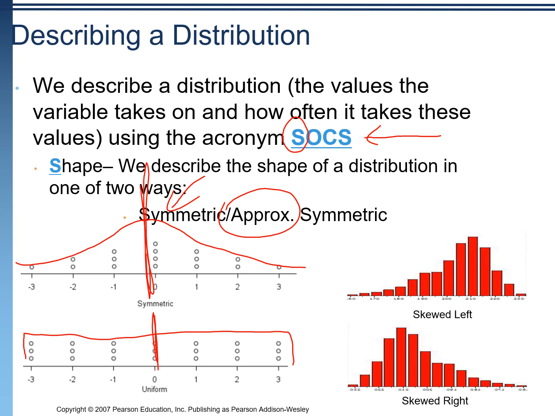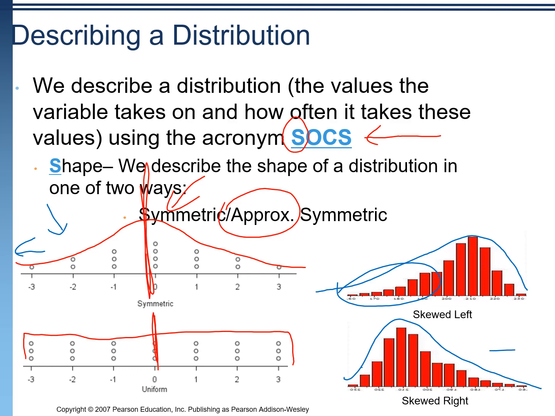These next two are both skewed distributions. This one is skewed to the left. Think if we started with this graph here and we pulled that tail to the left. Okay, the skew is where the tail is. So that's skewed to the left. This one down here is skewed to the right because the tail pulls to the right there.